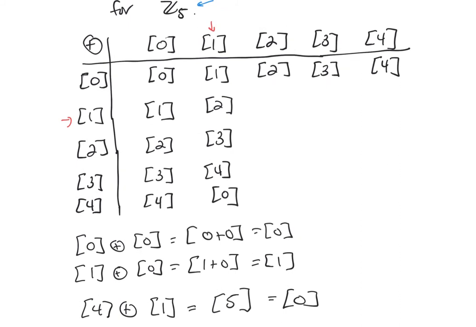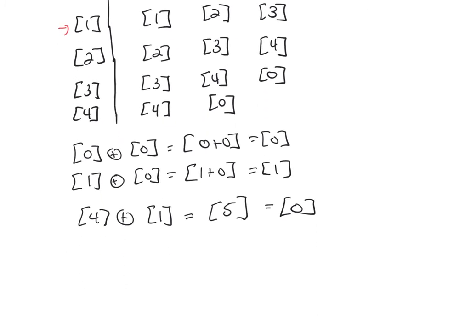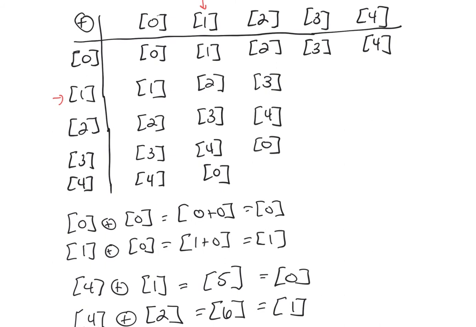Okay, and then go across. You're going to add equivalence class of 1 and equivalence class of 2. That will be 3. 2 and 2 give you 4. 3 and 2 give you 5, which again is 0. And then if I look at that last one, the equivalence class of 4 plus the equivalence class of 2, we get the equivalence class of 6. The remainder when I divide 6 by 5 is 1. So I get the equivalence class 1.